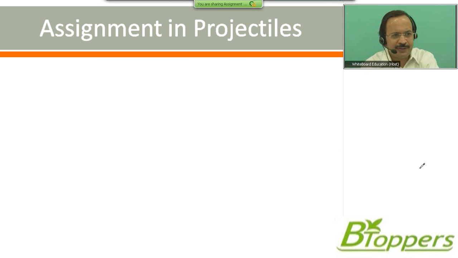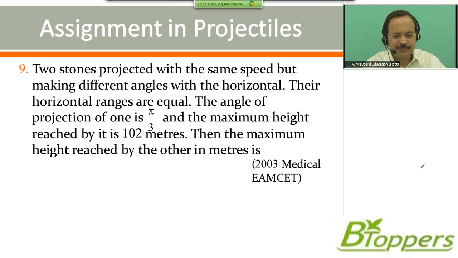Then look at question number 9. Two stones are projected with the same speed but making different angles with the horizontal. Their horizontal ranges are equal. The angle of projection of one is pi by 3, and the maximum height reached by it is 1 or 2 meters. Then the maximum height reached by the other in meters is. So here this problem comes under one of the special cases which I discussed earlier in the theory part.